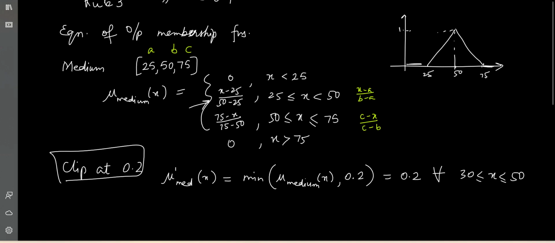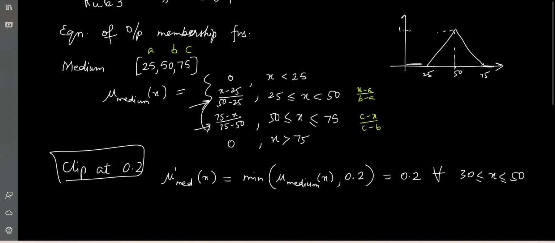Before that, if you see in the third category also, for the medium, if you take any value between 50 and 75, it is 0.2, which is the minimum value. If I take 50, we already took 75 minus 50, which is 25 upon 25, is 1. So the minimum of 1 and 0.2 is obviously 0.2. And at the other end, when the temperature is 75, 75 minus 75 is 0, so 0 upon this is 0.